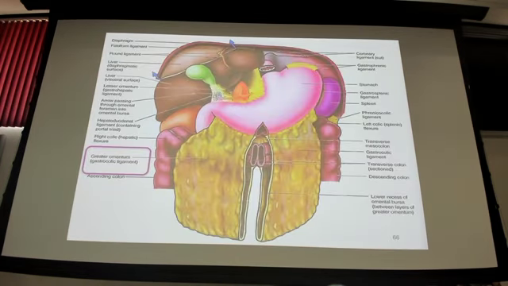Looking at this, the greater omentum is attached here to the underside of the stomach and the duodenum. And then you see this right here, you have this fold. And then again, it attaches here to the transverse colon. And then again, that leaves the space in the middle being your peritoneal space, right? Okay.